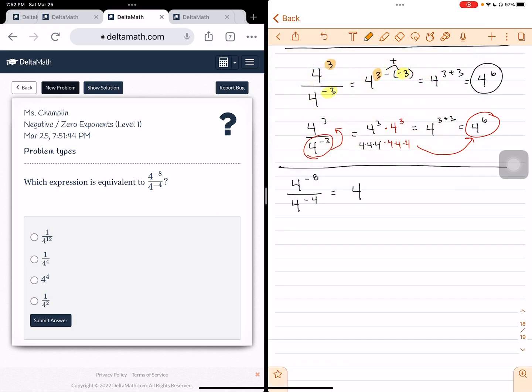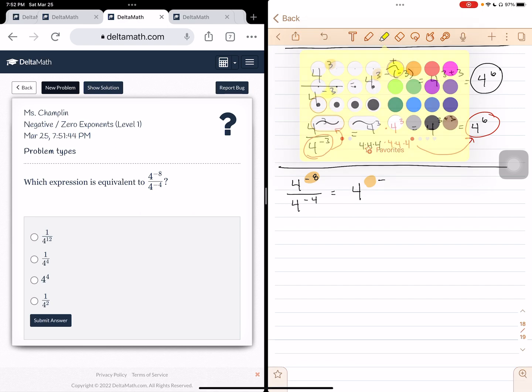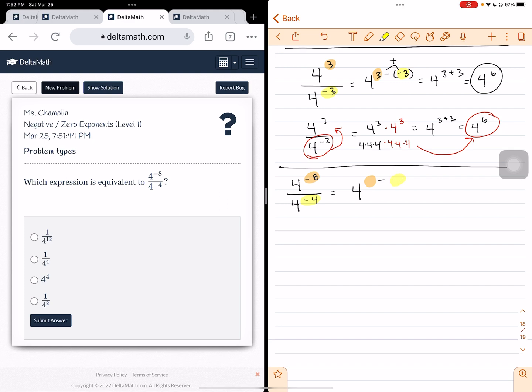So we can subtract the top exponent minus the bottom exponent. I'm just going to use my highlighters for now. So the top one is negative 8 minus the bottom, negative 4. I always like to put that in parentheses if I have two negatives side by side. Again, these two negatives make a positive when subtracting. So this is really 4 to the negative 8 plus 4, which is going to be 4 to the negative 4 power.